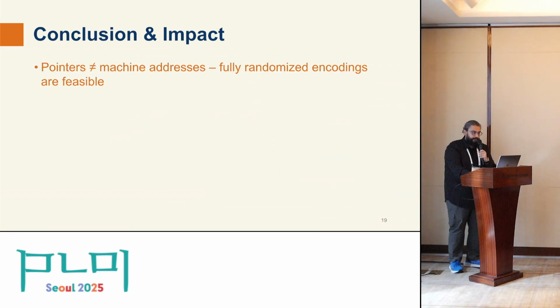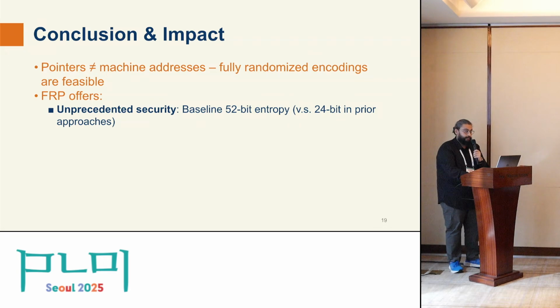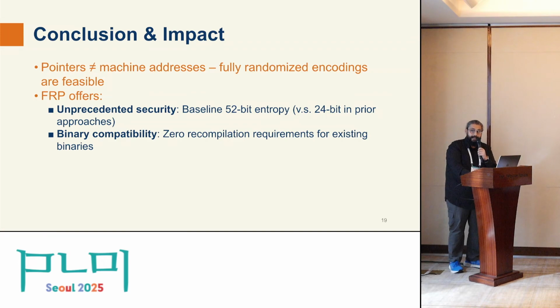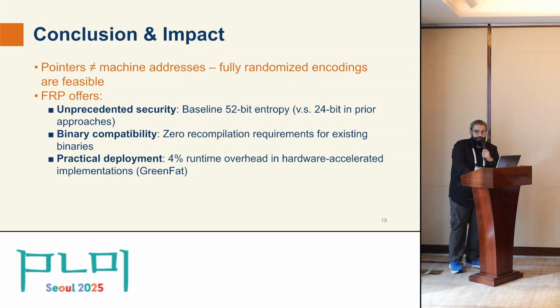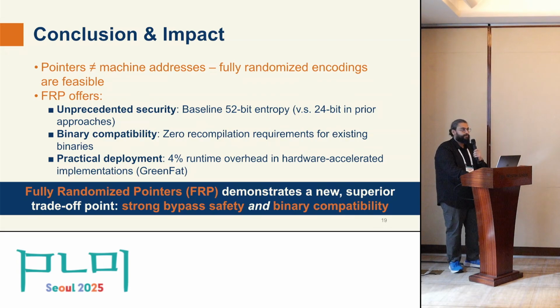In conclusion, we have shown that it is possible to fundamentally redefine pointers away from machine addresses to achieve a new level of security. Fully randomized pointers offer 3 benefits: an unprecedented baseline 52-bit entropy, high binary compatibility, and practical performance overheads for production systems. FRP demonstrates a new superior trade-off point, where strong bypass safety and binary compatibility can coexist.